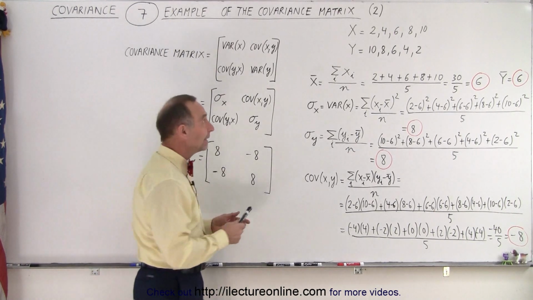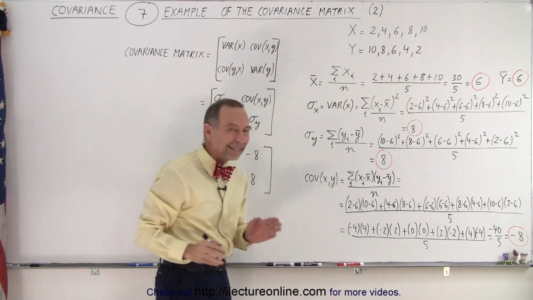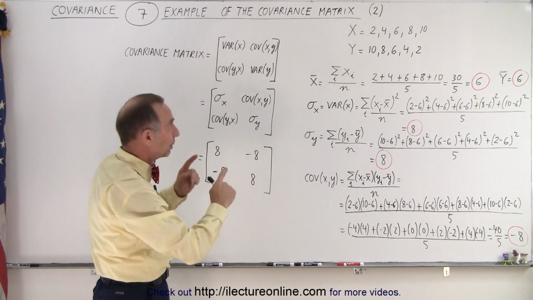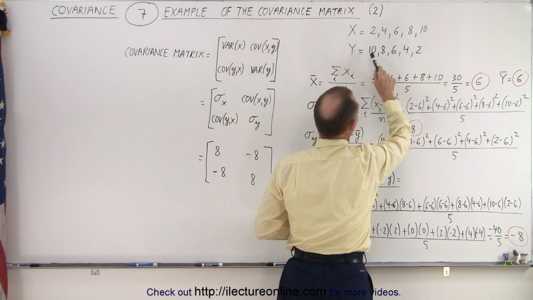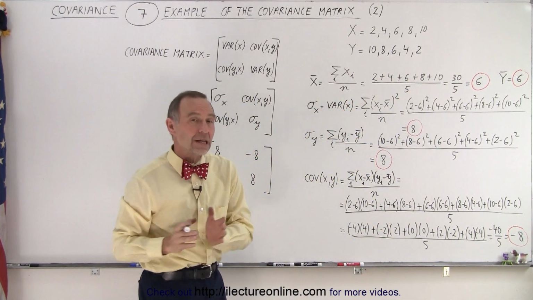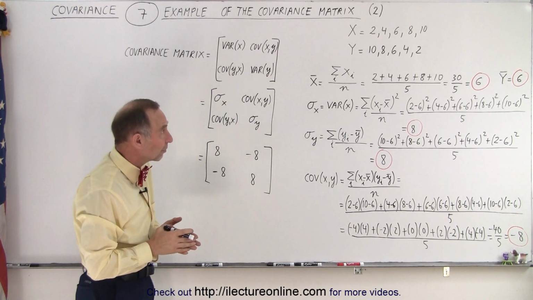So what's different about this video, this example, and the previous one that we just did? Well, it turns out the X data set is the same, but the Y data set is different. And take a look. The Y data set is the X data set, but completely turned around. So we have 2, 4, 6, 8, 10, and 10, 8, 6, 4, 2. So what would be interesting here is what will be the covariance between those two data sets?